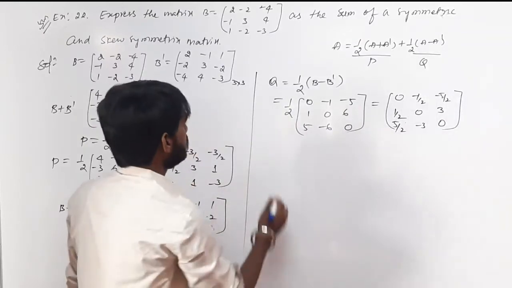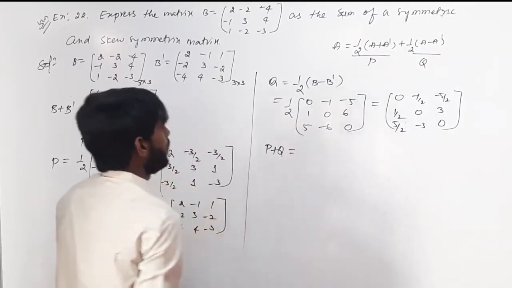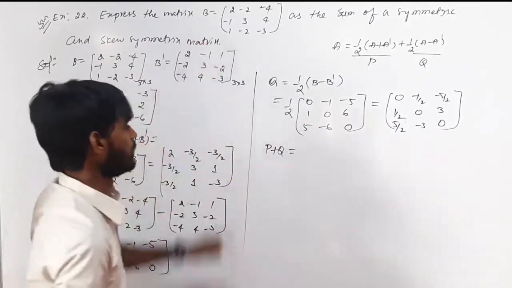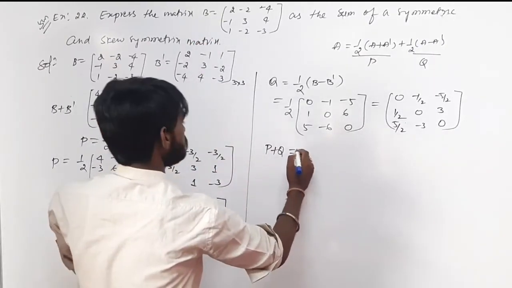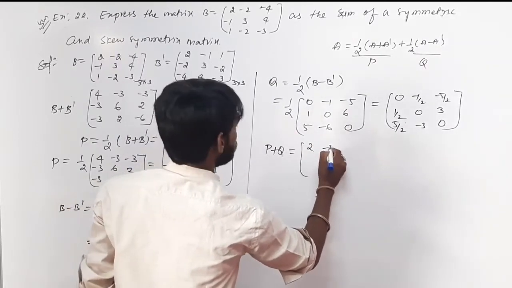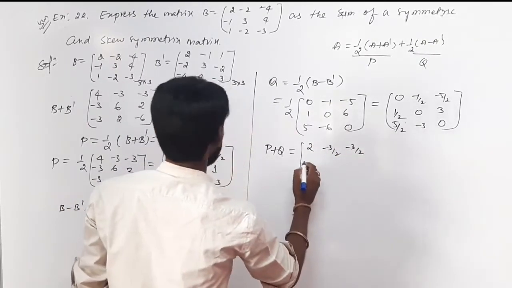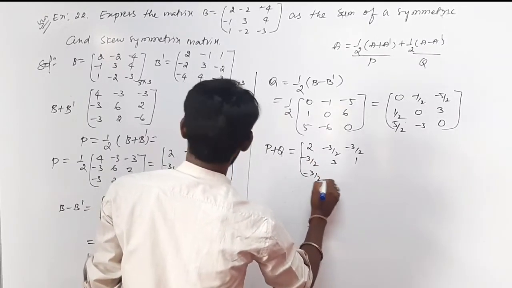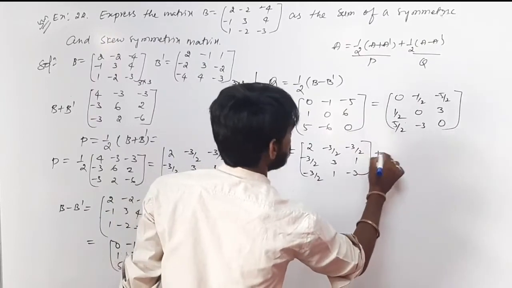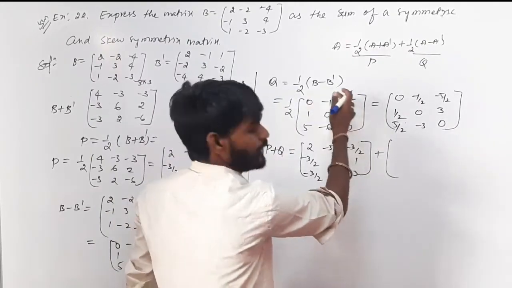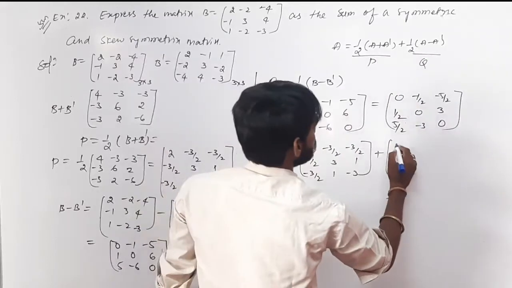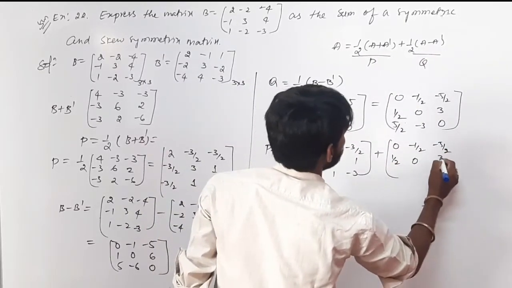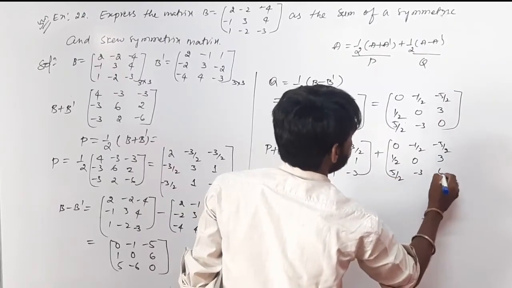Now we can add P plus Q. We have to add the P matrix and the Q matrix, and we will get the B matrix only. So P is equal to [2, -3/2, -3/2; -3/2, 3, 1; -3/2, 1, -3]. Then the Q matrix. Q is 1 by 2 of B minus B dash, this term. So [0, -1/2, -5/2; 1/2, 0, 3; 5/2, -3, 0].